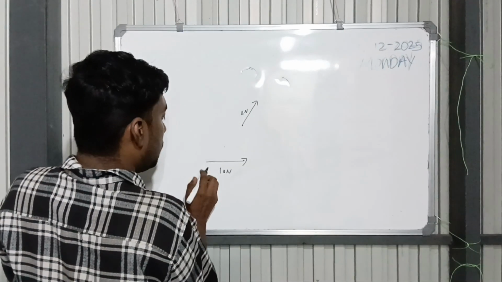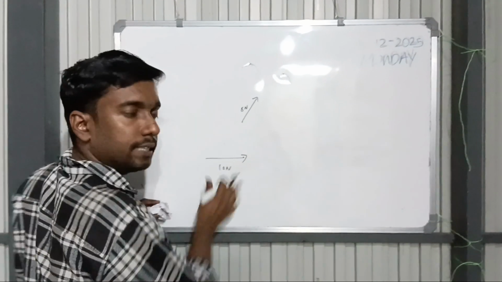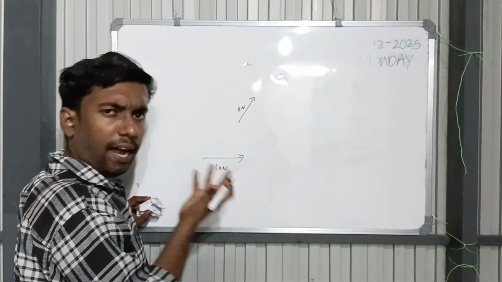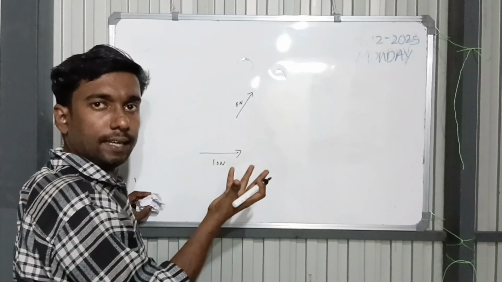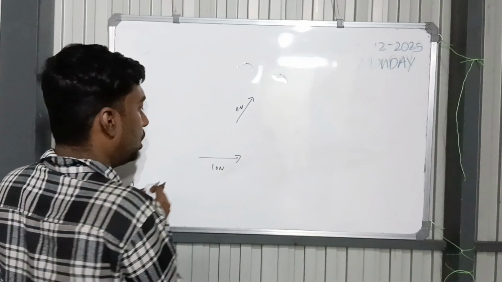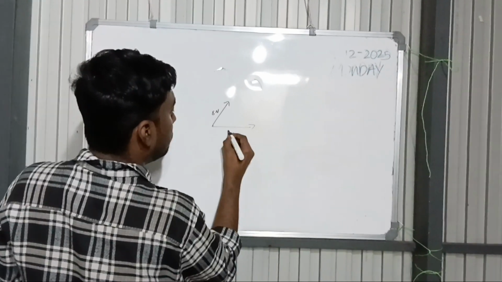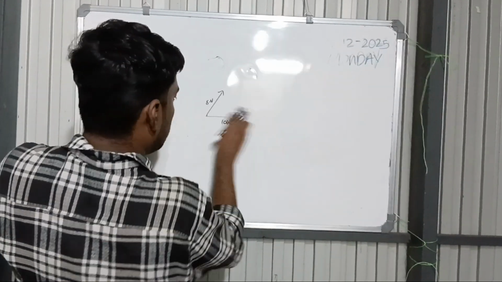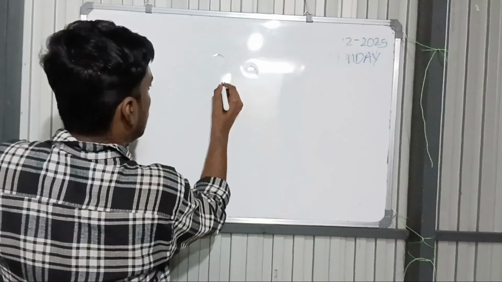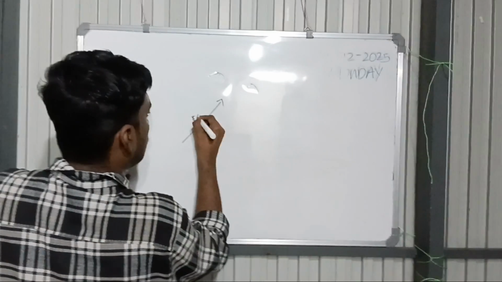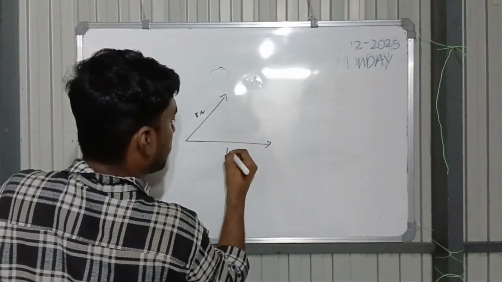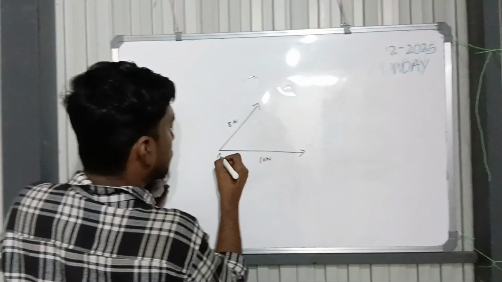So for 10 Newton and 8 Newton, this is tail and this is tail, and we combine them together, either head to head or tail to tail. Here we take tail to tail. So we can draw it in bigger size. This is 8 Newton, this is 10 Newton. Okay, I give some names.